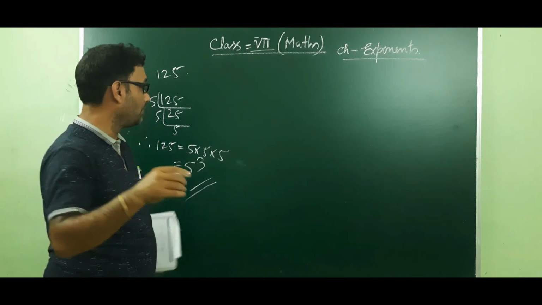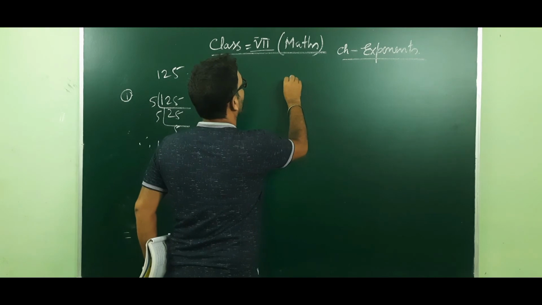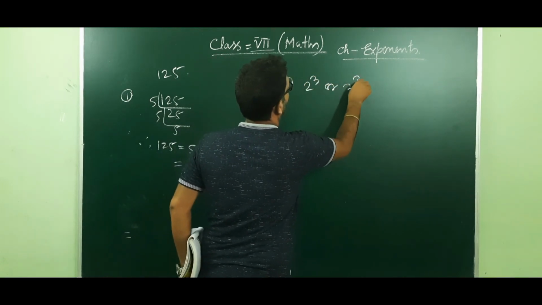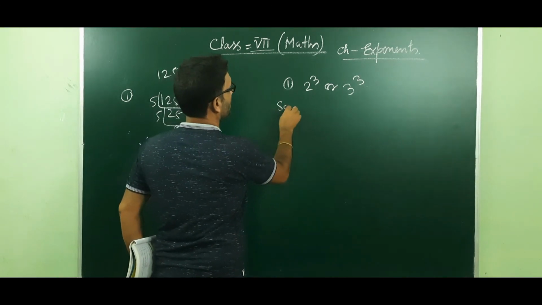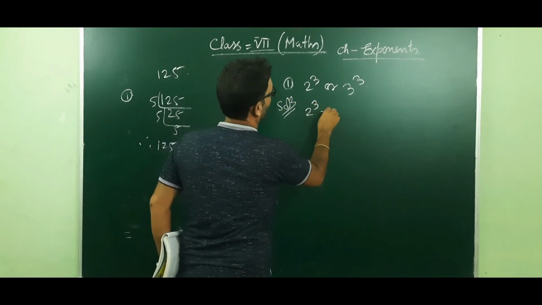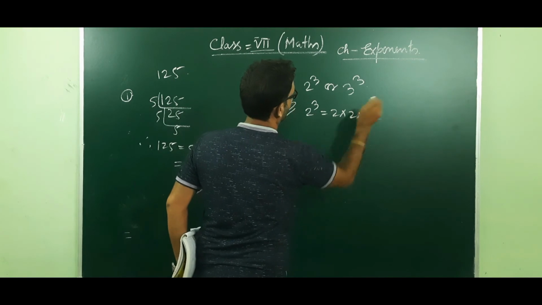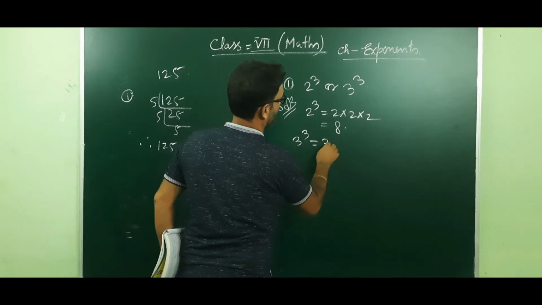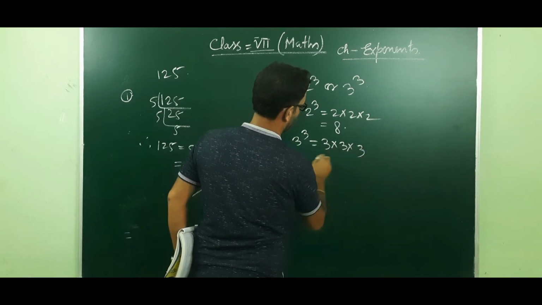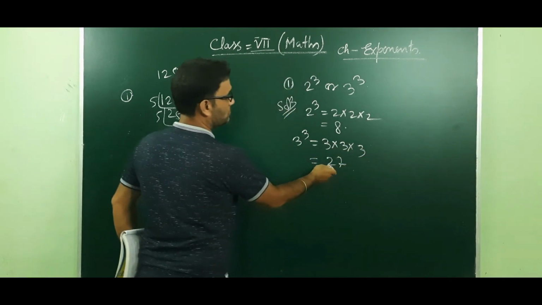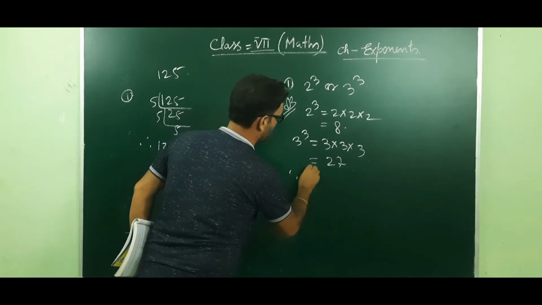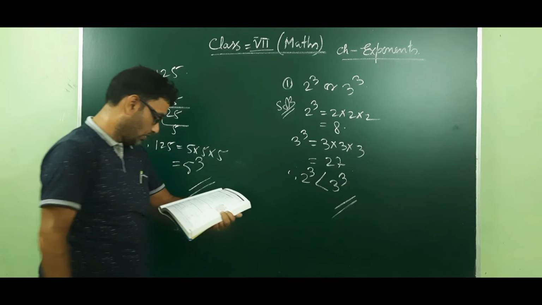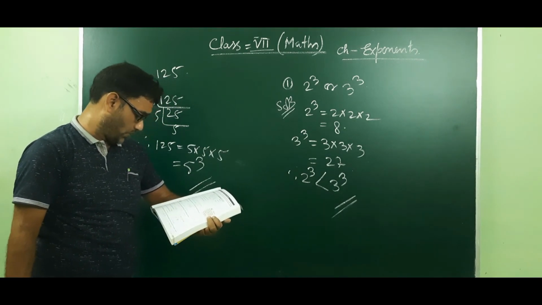Then next question is given: 2 cube or 3 cube, which one is greater? So how will you solve? You will write 2 cube equals 2 into 2 into 2, that means 8. And 3 cube means 3 into 3 into 3, that means 27. That means 27 is greater. Therefore you will write 2 cube is less than 3 cube. Like this you will solve question number 4.